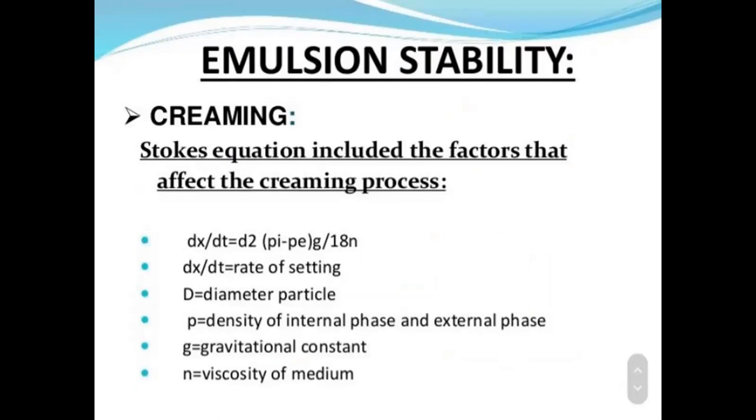In the equation, V is equal to 2r square (d1 minus d2) g divided by 9 eta, that is viscosity. So in the equation, dx by dt is the rate of settling, meaning how many particles settle down. d is the diameter of the particle. d is the density of the internal phase and external phase. g is the gravitational constant. And eta is the viscosity of the medium.